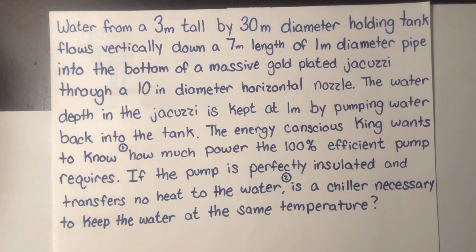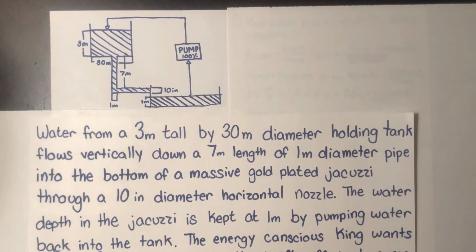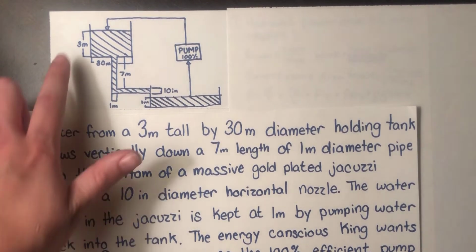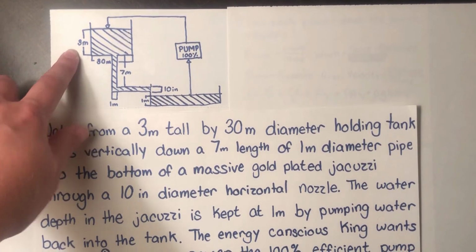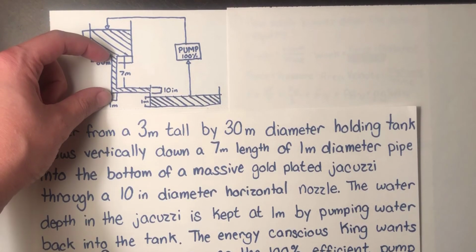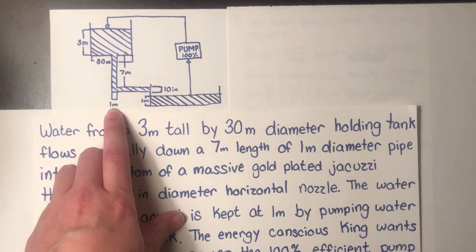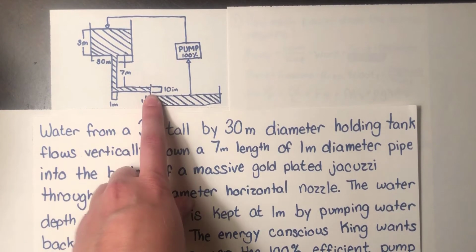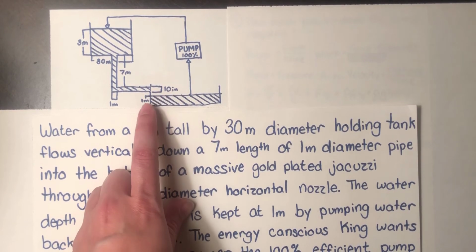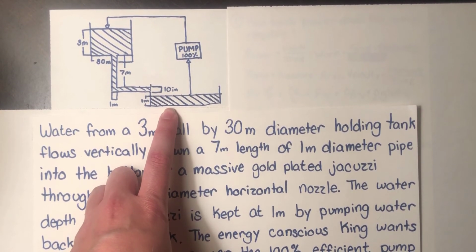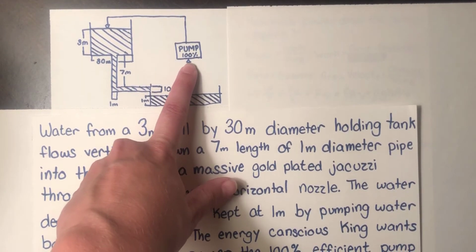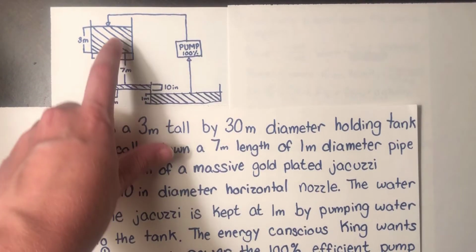From the given information in the question, we are able to create a diagram that looks like this. With a 3-meter deep holding tank, 30 meters wide, a 7-meter length vertical drop with a 1-meter width, shooting over in a horizontal pipe with a 10-inch width into a pool that is kept at 1 meter by pumping water through a 100% efficient pump back into the holding tank.